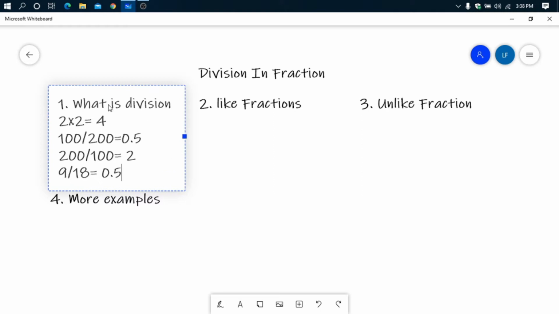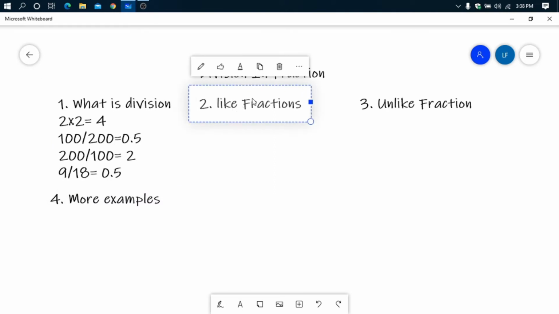So now we know what division is. How do we divide like fractions? So what are like fractions? Like fractions are fractions which come in two or more, at minimum in pairs.